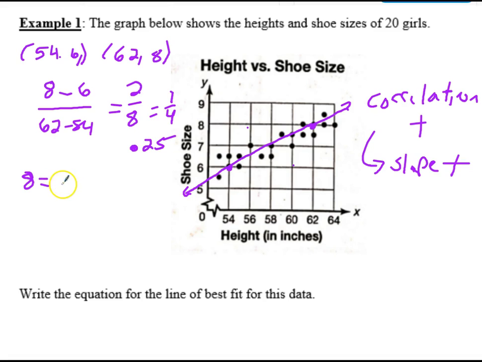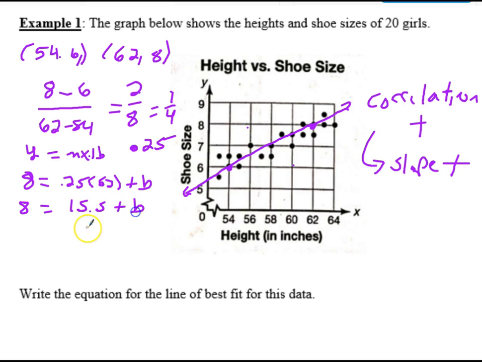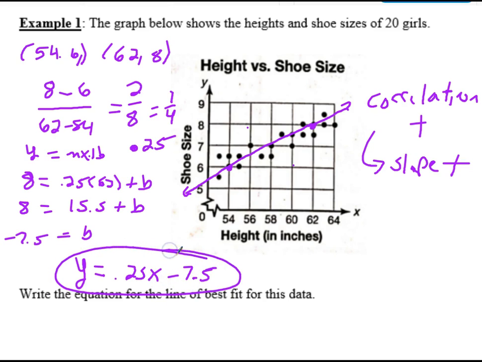Now we pick one of those 2 points, so I'm going to use 62 and 8. I'm just plugging into y equals mx plus b, with m equal to 0.25. So 8 equals 0.25 times 62 plus b. So 8 equals 15.5 plus b. So b equals negative 7.5. So our equation is y equals 0.25x minus 7.5. This then would be what we would use to make predictions about what's going to happen in the future.